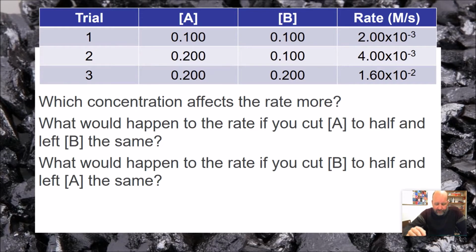So hopefully you were able to say, if I cut A in half and left B the same, then the rate is going to be cut in half, right? Because it's the same as doubling it, only the other way. And if I cut B in half and left A the same, it would be cut to a fourth. The reaction rate would be cut to a fourth. Again, B has a bigger impact. The concentration of B has a bigger impact on the rate of this reaction, on how fast it happens.